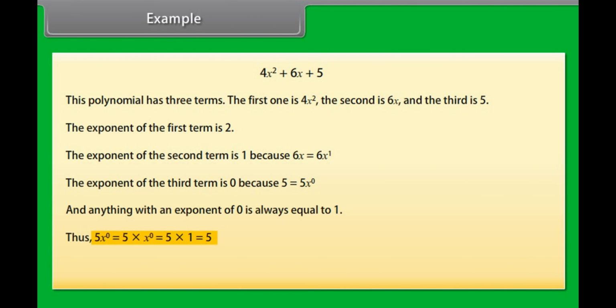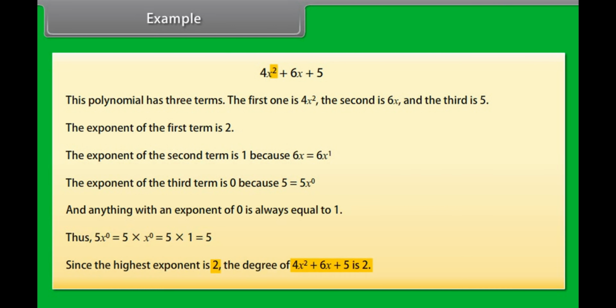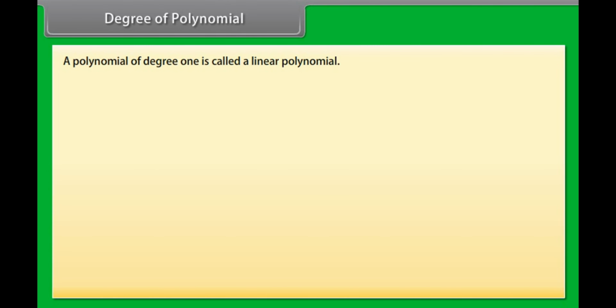Thus, 5x raised to the power 0 is equal to 5 into x raised to the power 0, which is equal to 5 into 1, which is equal to 5. Since the highest exponent is 2, the degree of 4x square plus 6x plus 5 is 2. Degree of polynomial. A polynomial of degree 1 is called a linear polynomial. Its general form is ax plus b, where a and b are constants, a is not equal to 0.